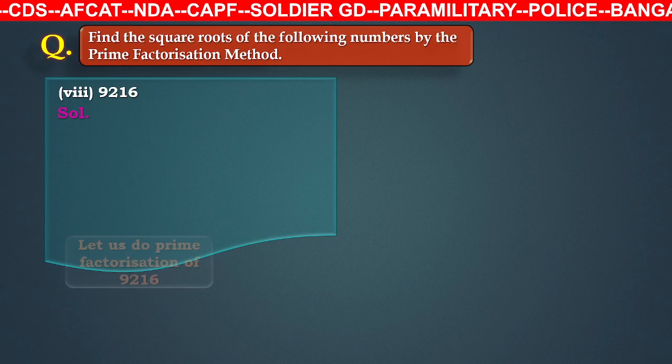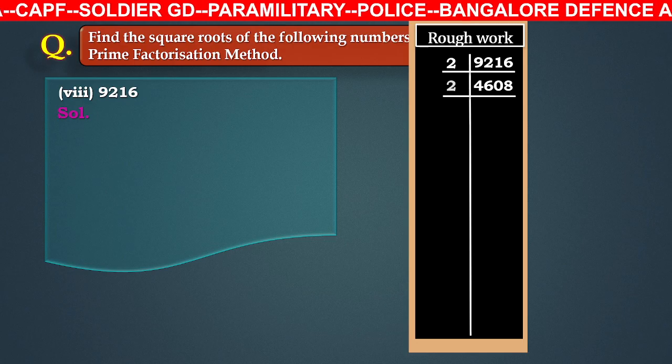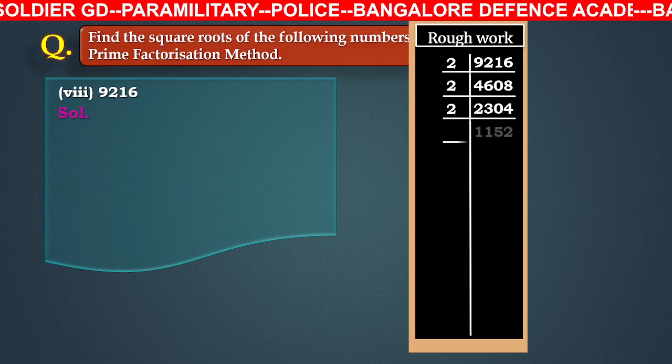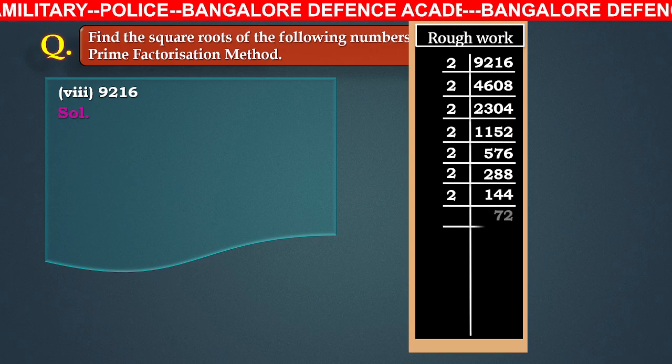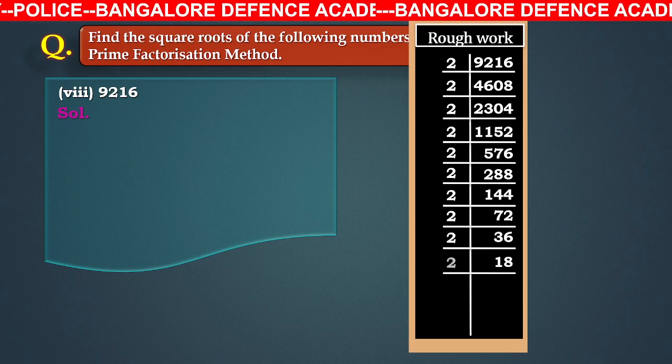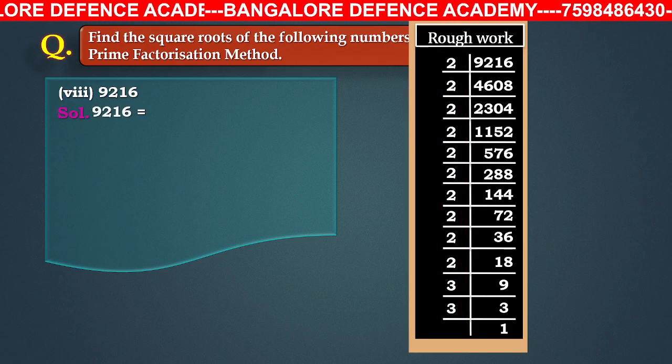Next, 9216. You have to divide it by 2, you get 4608. You keep dividing it by 2, you get the answer. You have to stop at a point where the remainder is 1. Okay, and all these numbers you are going to write horizontally.